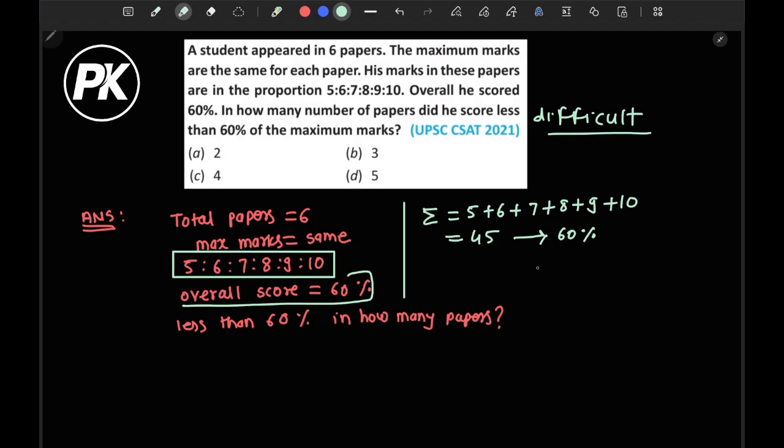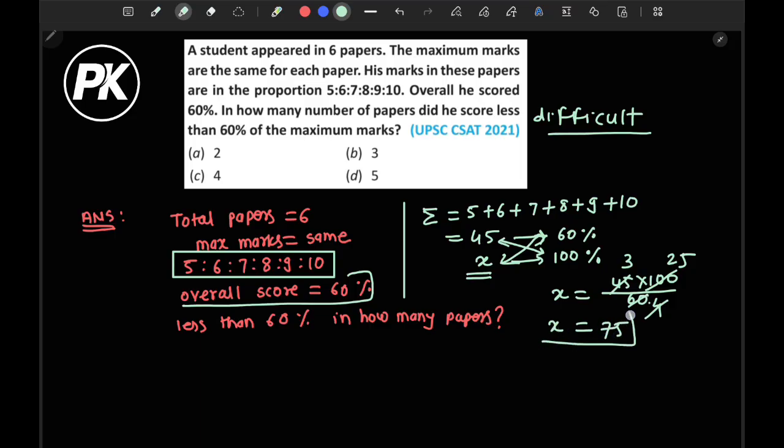So let's find out the maximum number of marks if I do the summation of all the papers. So this is just 60%. Then for 100 percent, how many marks, that we need to find out. So let's do the cross multiplication here. So x is equal to 45 into 100 divided by 60, and if I do the calculation, 15 threes are 45, 15 fours are 60, and 25 fours are 100, and 25 into 3 is 75. So x is equal to 75.